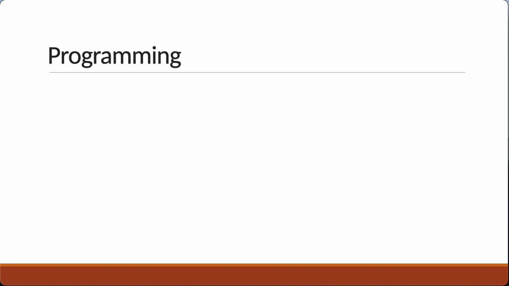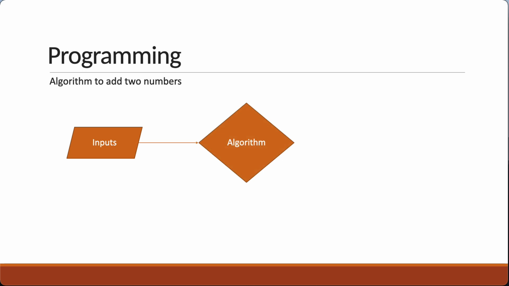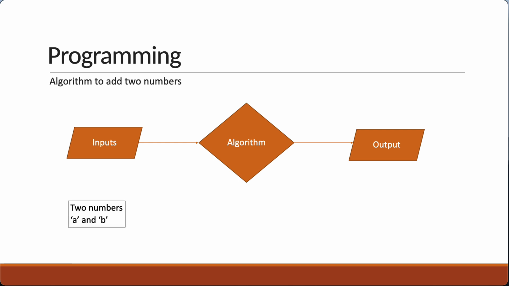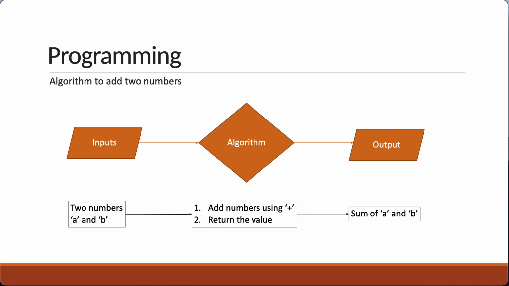Let's extend this to computer programming. Consider an algorithm to add 2 numbers. In this case, we refer to the ingredients as inputs, the recipe as algorithm, and the tasty dish is the output. In our scenario, inputs will be 2 numbers, A and B. The algorithm steps include adding the numbers using the plus operator and returning that value. The output is the sum of the 2 numbers.